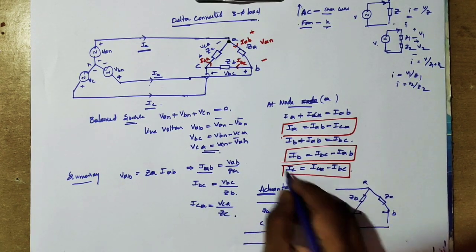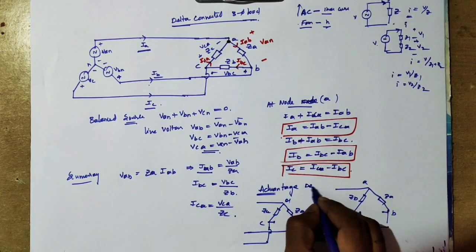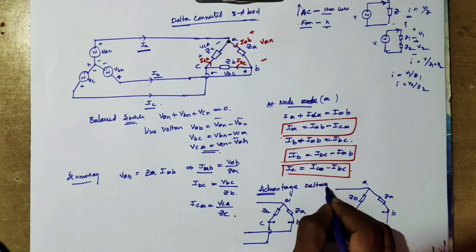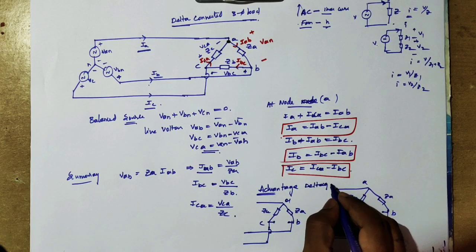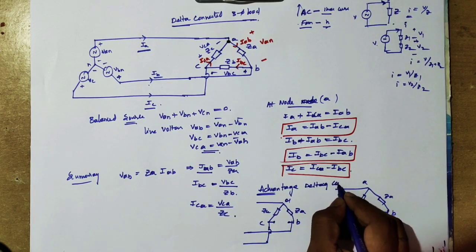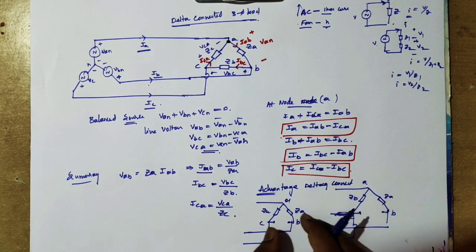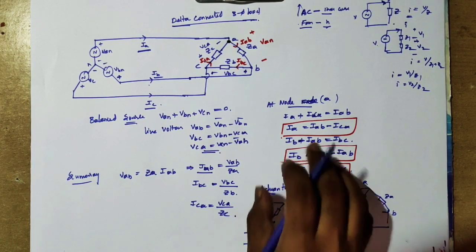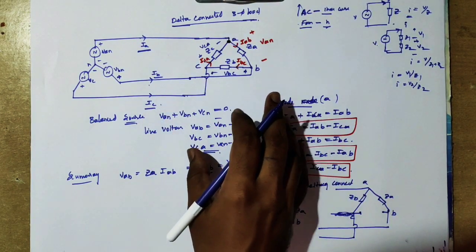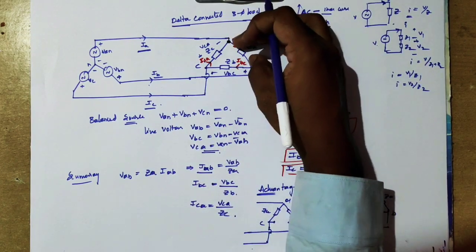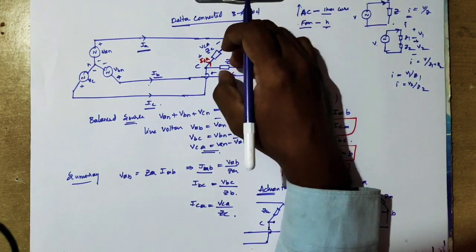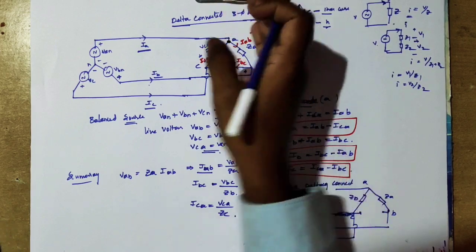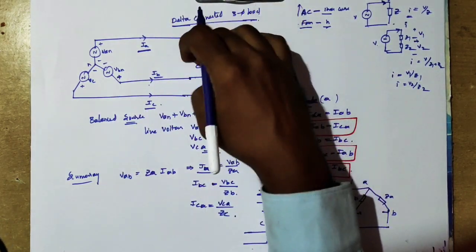That is the advantage of delta connection. Advantage of delta, so note this point. If you remove any of these phases, the other loads will not be affected. So if you connect something here, a fan or anything, and you remove any of the loads from the three-phase load connection, the other loads will not be affected.